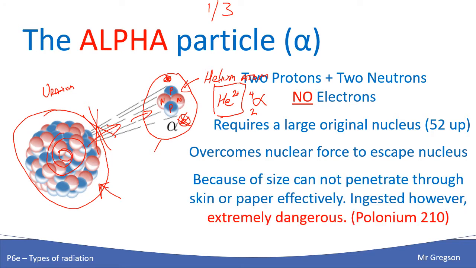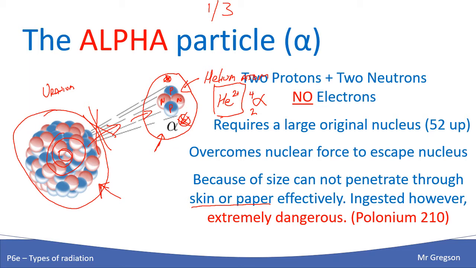Now, because it's quite big, and I know we're talking about 2 protons and 2 neutrons, and you could say that's quite small, in the world of atomic particles, this is really big. This is about one of the biggest things there is. And because it's so big, it won't go through skin or paper. These are the 2 typical things we use to demonstrate this. So a piece of paper will stop an alpha particle, and your skin will stop it.